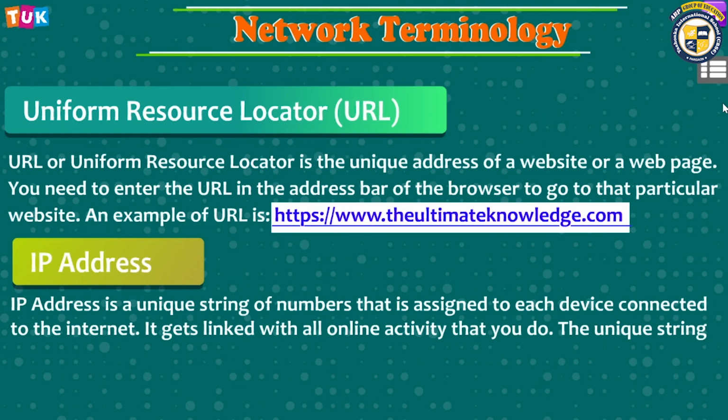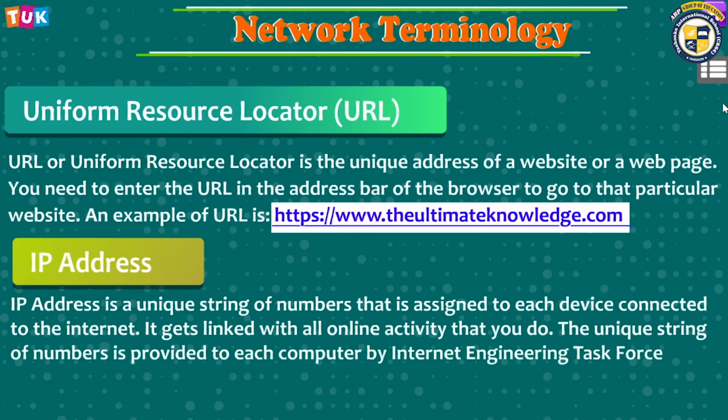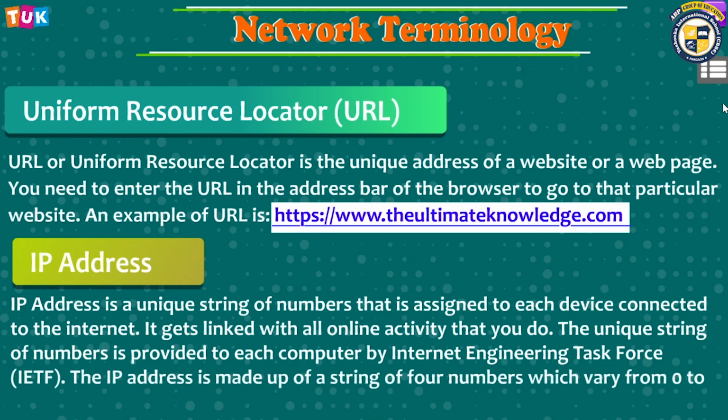IP address. IP address is a unique string of numbers that is assigned to each device connected to the internet. It gets linked with all online activity that you do. The unique string of numbers is provided to each computer by Internet Engineering Task Force. The IP address is made up of a string of 4 numbers which vary from 0 to 255 and are separated by dots. Example: 120.46.2.202.